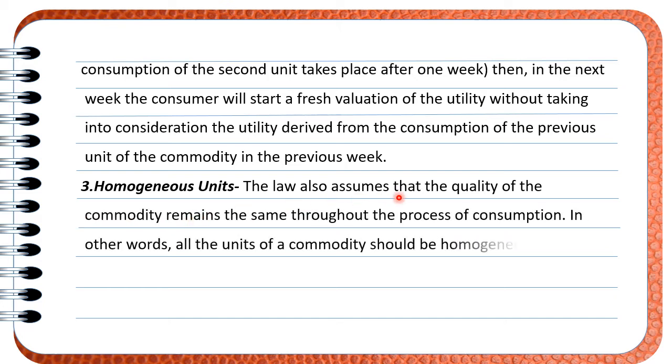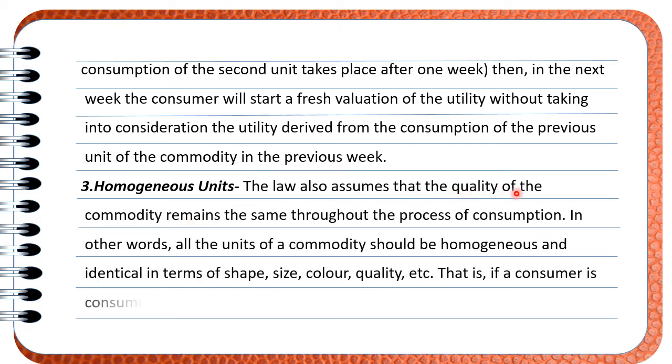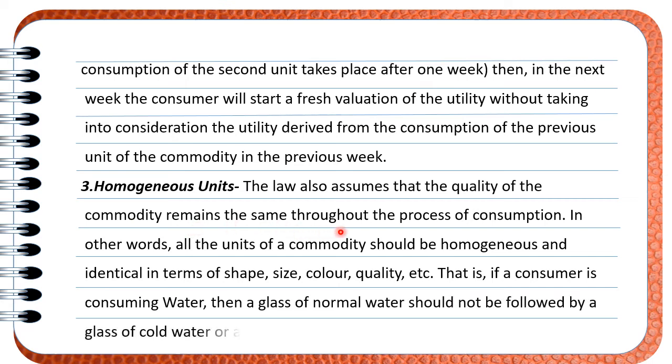Next is homogeneous unit. The law also assumes that the quality of the commodity remains the same throughout the process of consumption. In other words, all the units of the commodity should be homogeneous and identical in shape, size, color, etc.